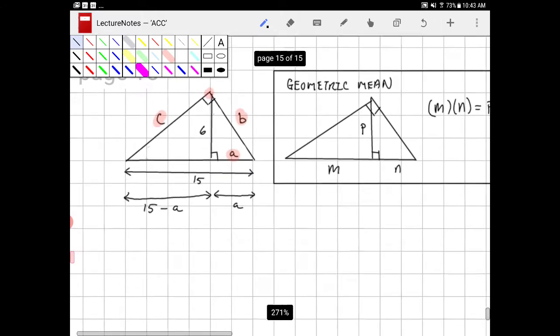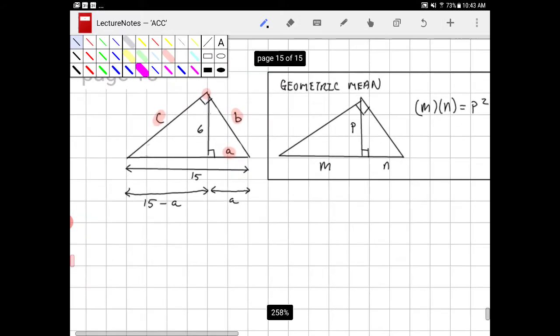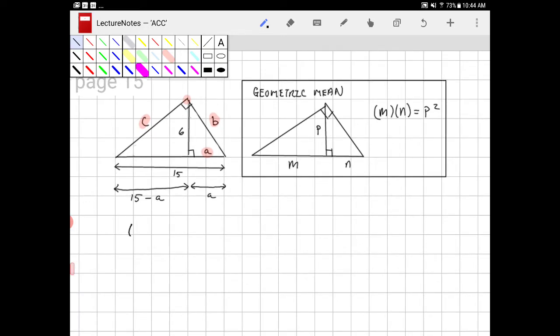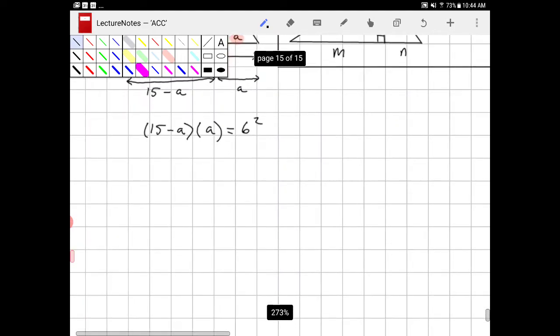And being that my end goal is to figure out what A is, I can now apply the concept of the geometric mean. So looking at this, I can take 15 minus A, which is like my side m here, and multiply it by side length A, which is like my side length n there, and equate this to side length 6 squared, which is like the side length p in that formula. So I now have an equation with one unknown. I now have enough to go with to figure out what A is.